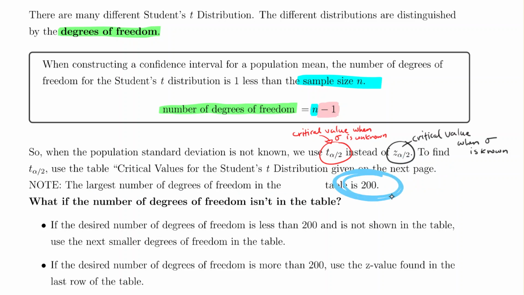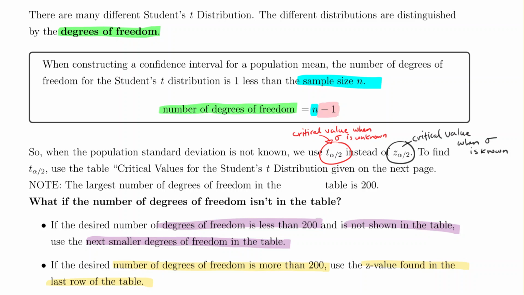But since it maxes out at 200, and it also doesn't include every value up to 200, we have two questions. What if the number of degrees of freedom isn't in the table? Well, if the degrees of freedom is less than 200 and not in the table, then you use the next smaller degrees of freedom that appears in the table. If instead the number of degrees of freedom is more than 200, you just use the z value found in the last row.